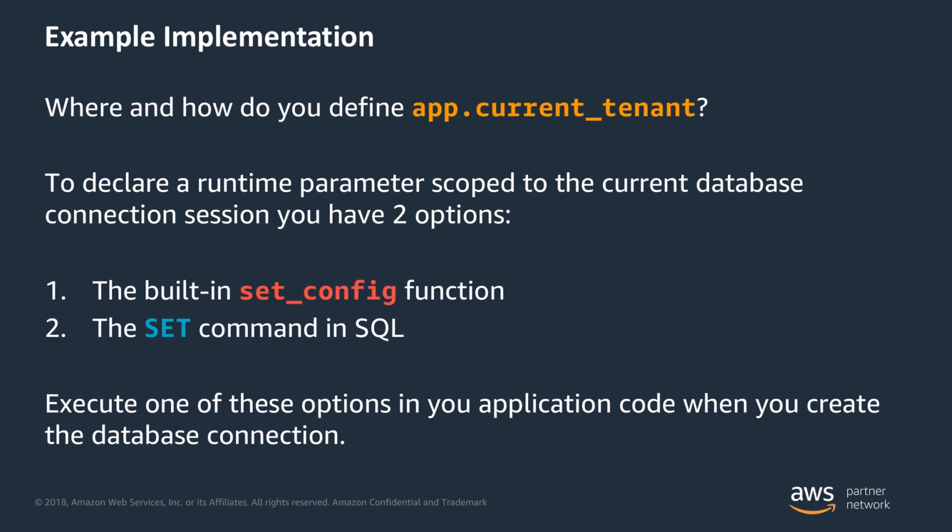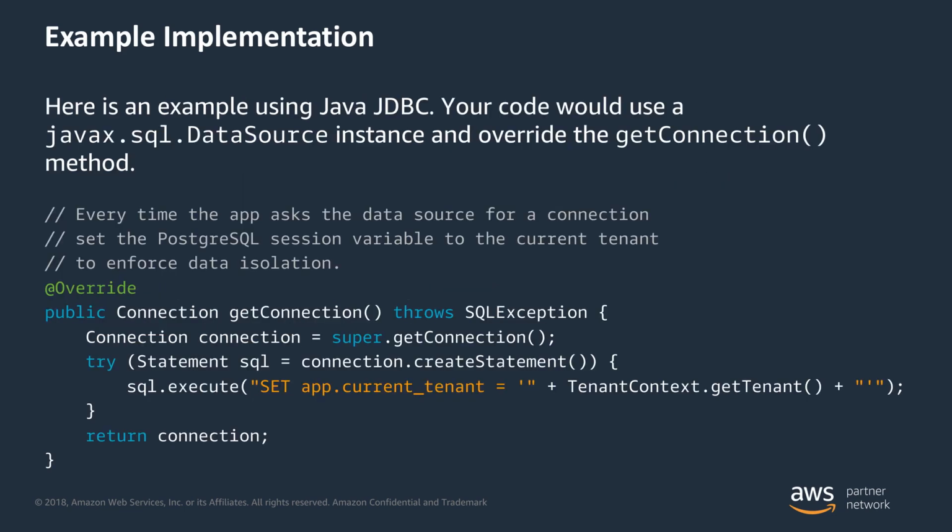What you'll need to do is execute one of these two to set the value for this config variable when you create the database connection in your software. And these variables are local to the database connection. So they're private to each connection. They can't be sniffed or looked at by any other connection to the database backend. So they're safe in that regard. So let's take a look at an example implementation.